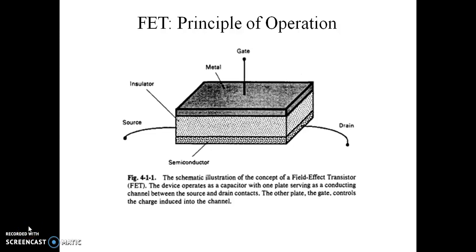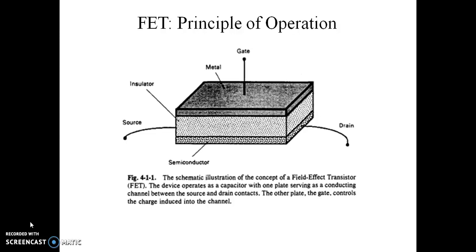Welcome to this video. In this video we are going to discuss the basic principle of operation of field effect transistors, or FET. The figure shown here illustrates the basic operation of a field effect transistor. The device operates as a capacitor with one plate serving as a conducting channel between two ohmic contacts known as source and drain contacts. The other plate, called the gate, controls the charge induced into the channel. The carriers in the channel come from the source and move across the channel into the drain.